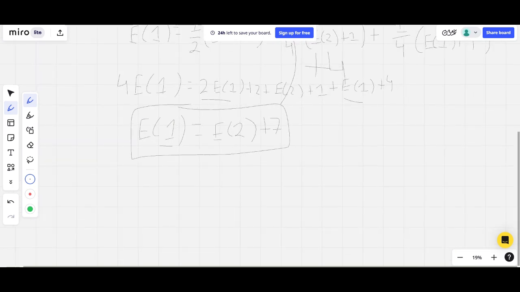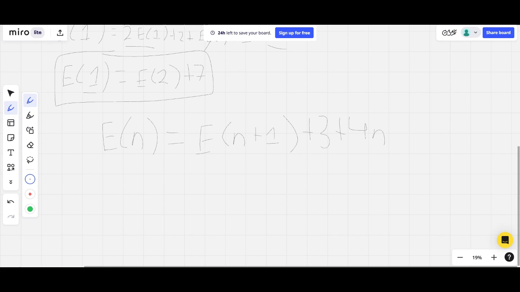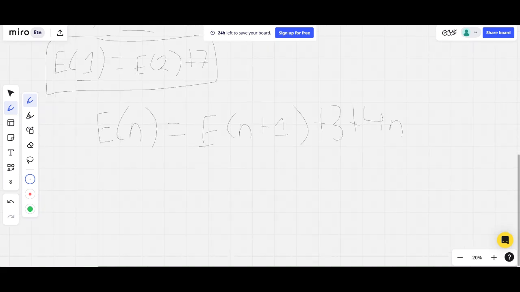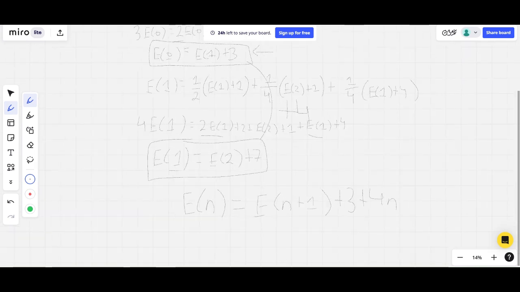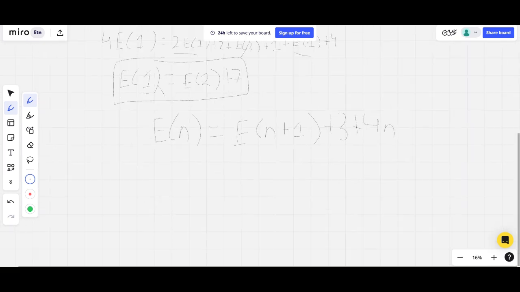So we can make a generalization here. We can say that E(n) equals E(n+1) plus 3 plus 4n. This is our generalization for the recursion, right? Okay. So E(n) equals E(n+1) plus 3 plus 4n. And for the sake of time, we don't really want to check this for every value, but it works for 0 and 1, so assume it works for everything else.